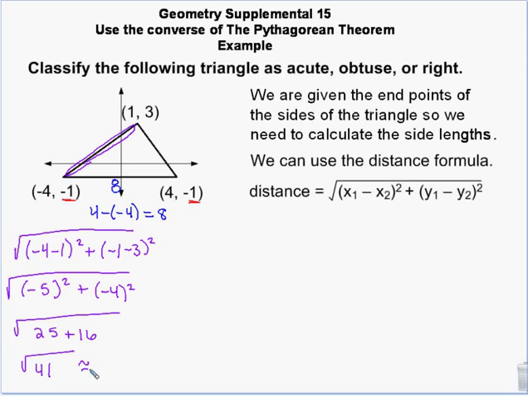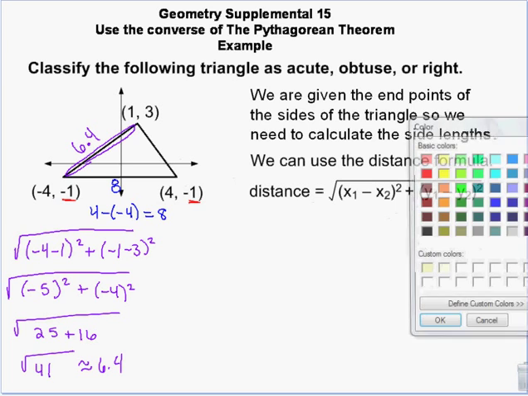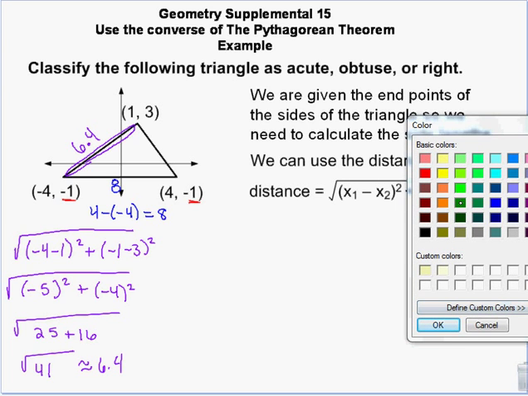And for this one, you do want to go ahead and get the decimal, because we need to compare the lengths, and comparing square roots is difficult, but comparing decimals makes it easier. So this is going to be about 6.4. So that's this length, 6.4. So I have an 8 and a 6.4. I still need this length over here, which I will do in this pretty green.